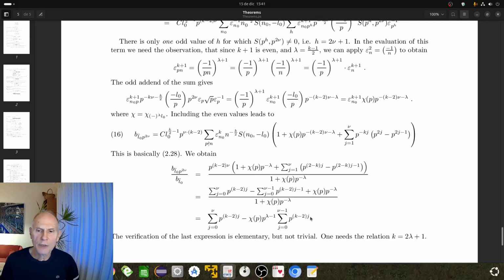And this last reduction actually took me 2 hours. So it's true it's elementary, but I think it's not trivial. And also at one point one needs this relation, because otherwise we had minus lambda up here.